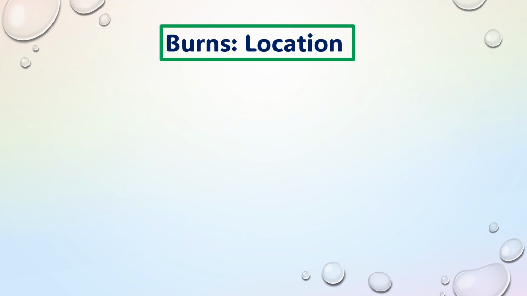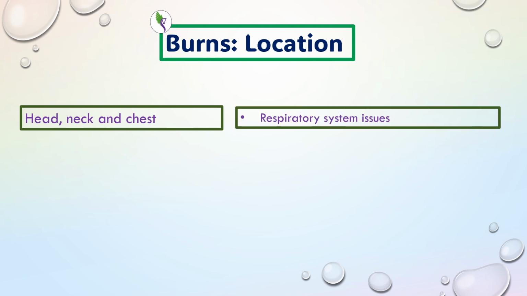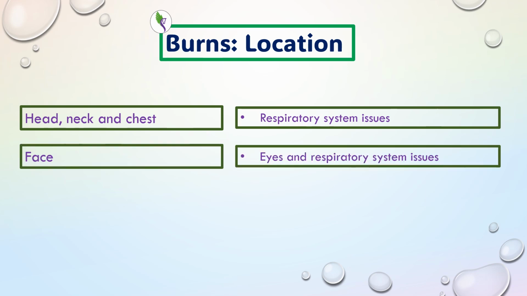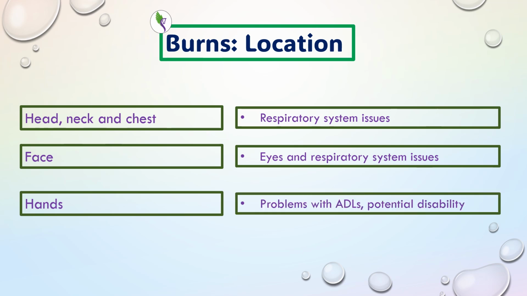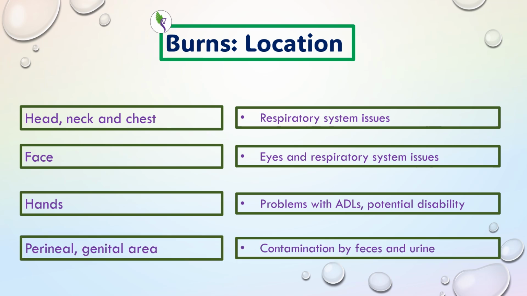Burn location is also a consideration. For the head, neck, and chest area, we need to consider respiratory system issues. For the face, eyes, and also respiratory system issues. For the hands, they may have problems with activities of daily living and also potential disability. Perineal genital area, this is often contaminated by feces and urine.